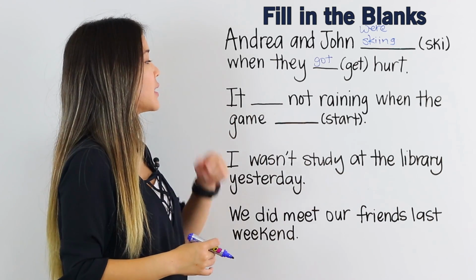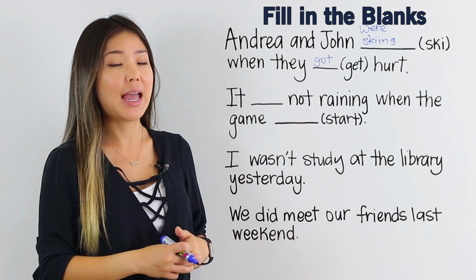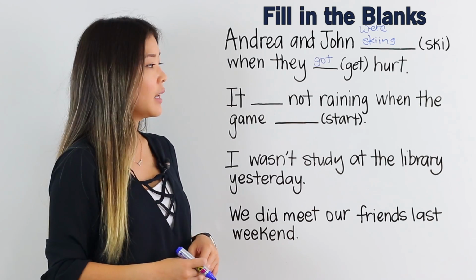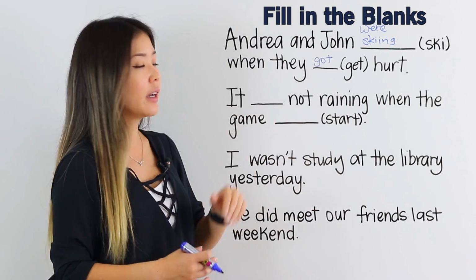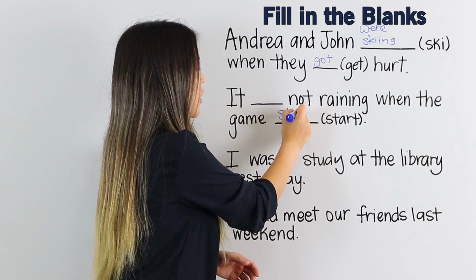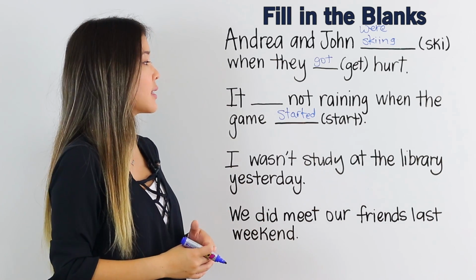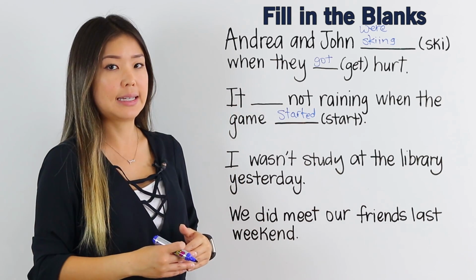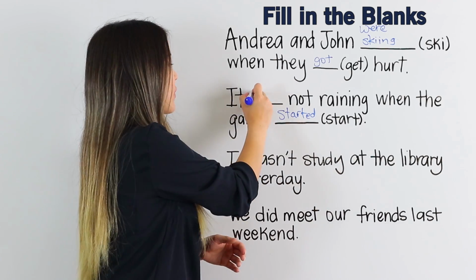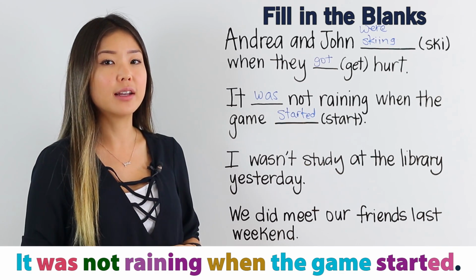The next example says, it blank not raining when the game blank. And I want you to use the verb start for the second blank. Take a look. When the game blank. What's the past tense of start? Started. Now, let's look at the first part of the sentence. The subject is it. So, what be verb do we use for it? Was. It was not raining when the game started.